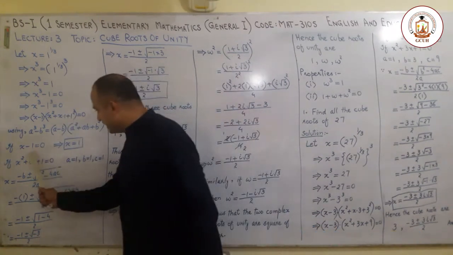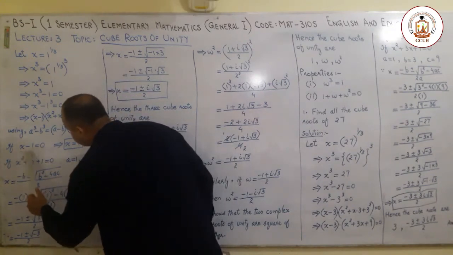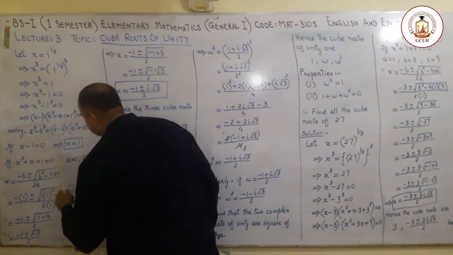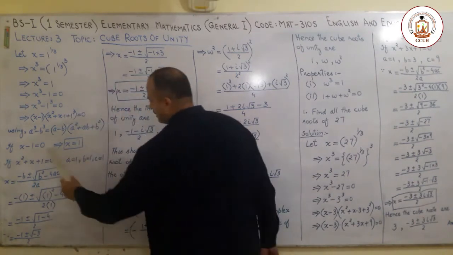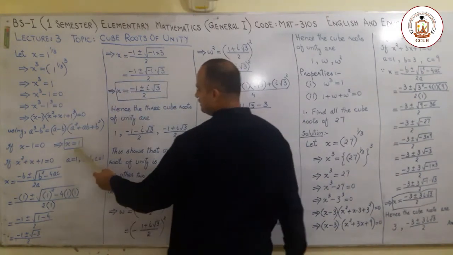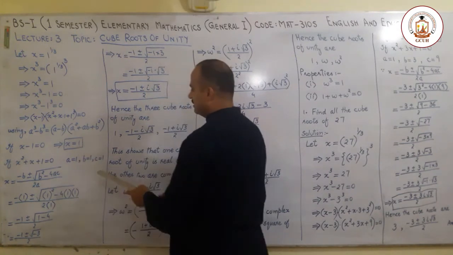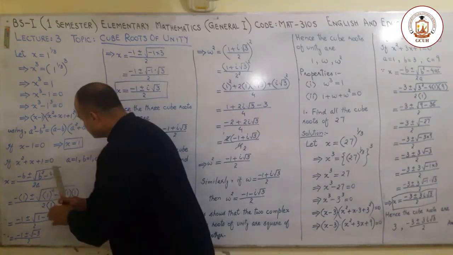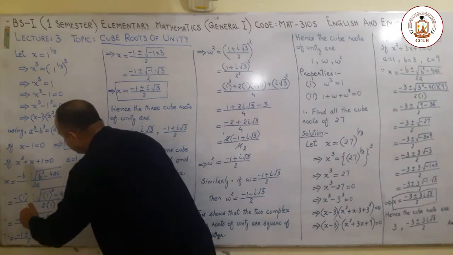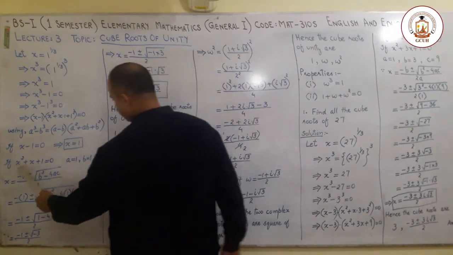So from the first factor, here you may notice 1 is shifted to the right hand side. So from here x is equal to 1. So 1 cube root of unity is obtained here, which is 1. So the other cube roots of unity can be found from the second factor, which is a quadratic equation.